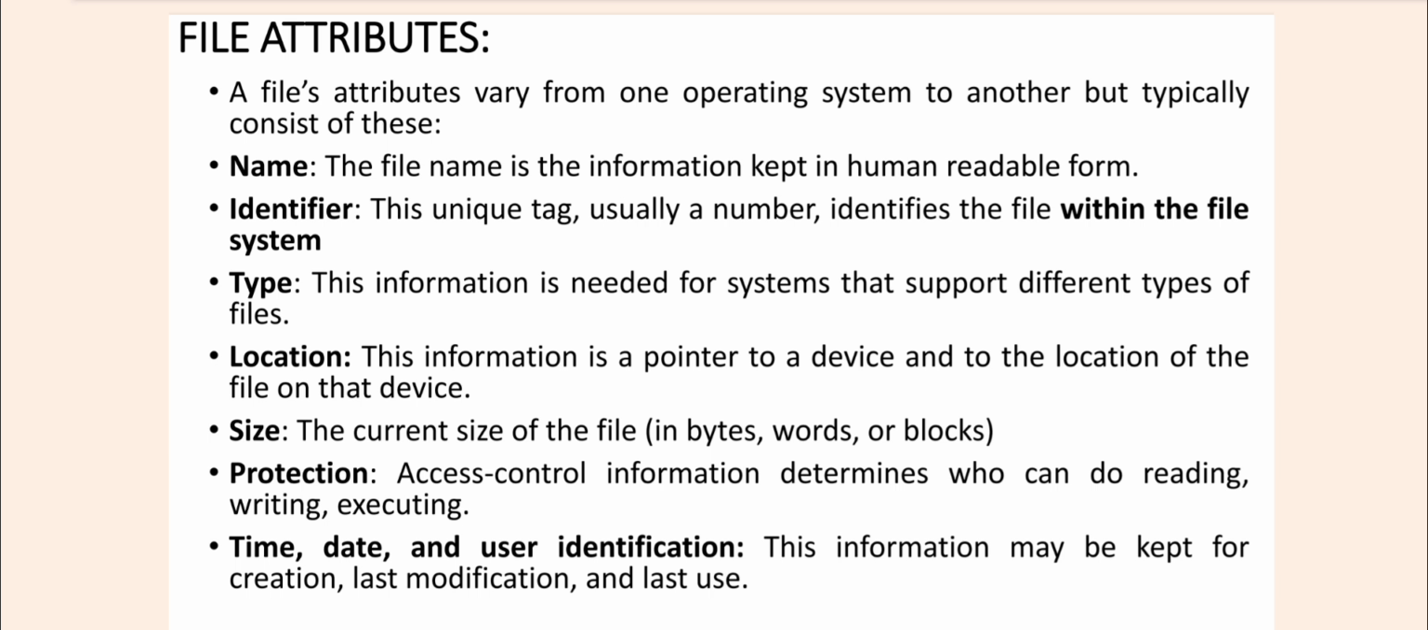The next one is the protection, access control information, which determines who is allowed to access the file and who is not allowed to access the file. So this is called protection, access control information. The last one is the time, date and user identification. This information may be kept for creation, last modification and last use, etc.